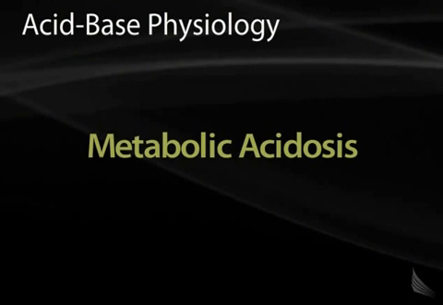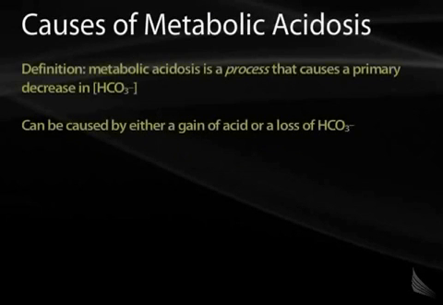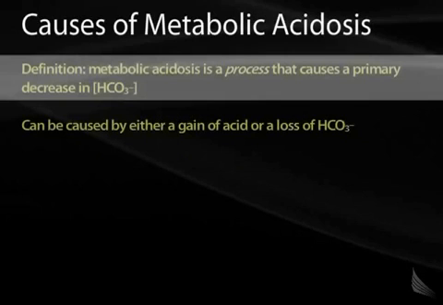In Section 5, we will go into more detail into metabolic acidosis, including clinical presentation as well as a brief introduction to treatment. Remember, metabolic acidosis is a process that leads to a fall in serum bicarbonate concentration. Metabolic acidosis can be caused by either a gain of acid, which then is buffered by bicarbonate, decreasing the bicarbonate concentration in the blood, or a primary loss of bicarbonate itself.